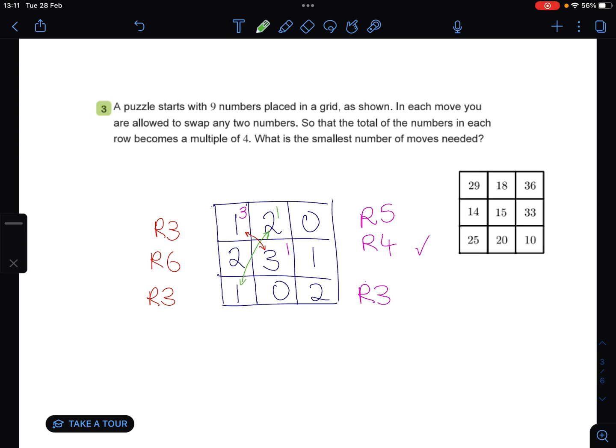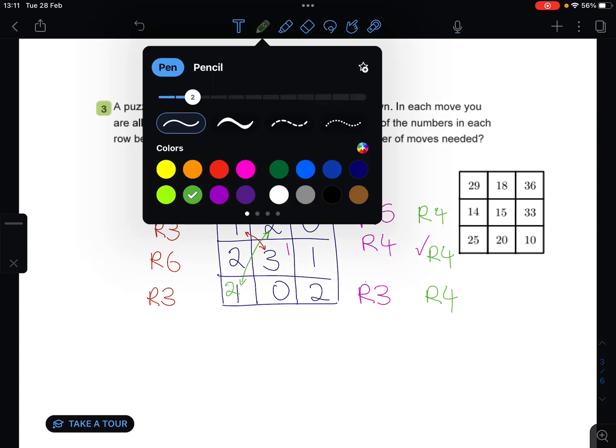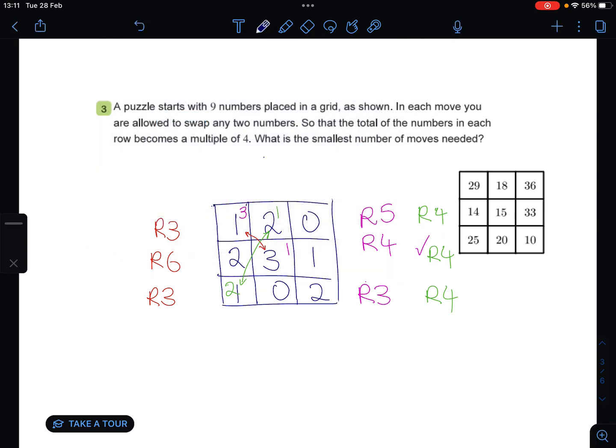And now we get a remainder of 3 plus 1 plus 0 in the top row, which is 4. The second row is still a remainder of 4. And the third row is now 2 plus 0 plus 2, which has a remainder of 4. So it was impossible in one move, but it is certainly possible in 2 moves. So our answer is going to be 2 moves. And that's not the only way that we can swap 2 numbers. There are different ways to do it, but we saw that it was certainly impossible within one. Okay?